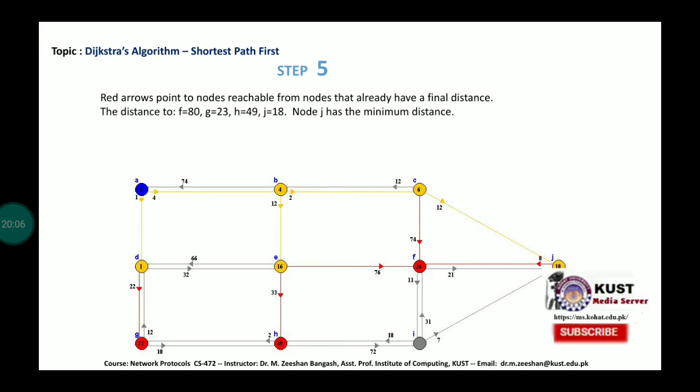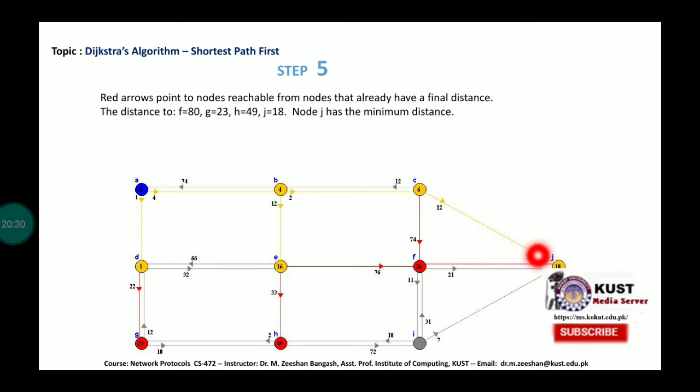However, the distance to H, if you can look into it, is 33 from E to H, added with the 4. So the distance to H from the initial node, which was node A, is 49, and for J it's again the same, that is 18.